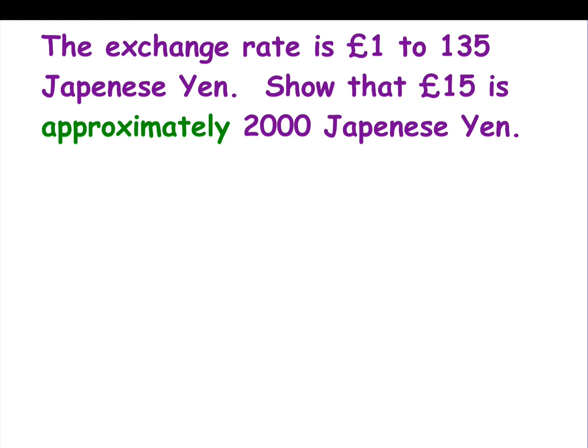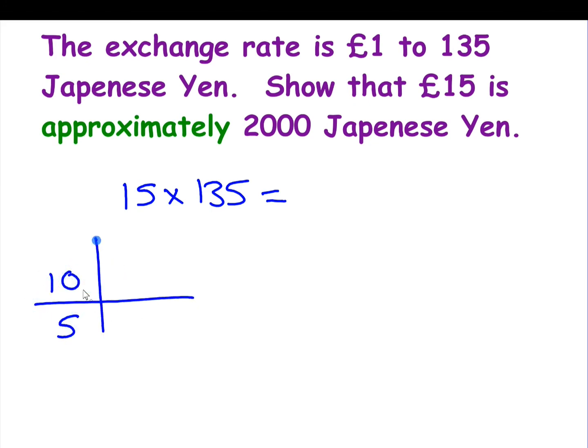Let's look at a calculation where we use approximation for our answer. So if we have an exchange rate of £1 to 135 Japanese yen, show that £15 is approximately 2,000 yen. So here I've got £15 and I need to multiply it by the 135 Japanese yen per pound. Now this is quite a big calculation, so let's use the grid method to do this calculation. So I have 10 and 5, and I've got to multiply it by 135.